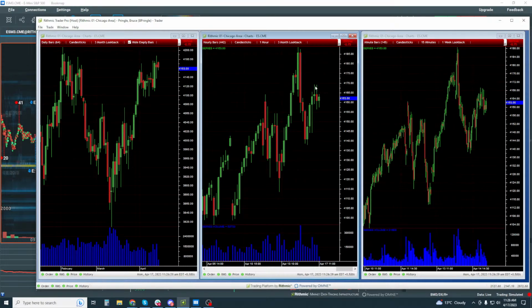Okay, because it's already tested up here a few times. There's lots of wicks up here. If we can get up here on some strong buying, it will break the wicks most likely. Then we can look for these little zones up in here around 73, 75, something like that.